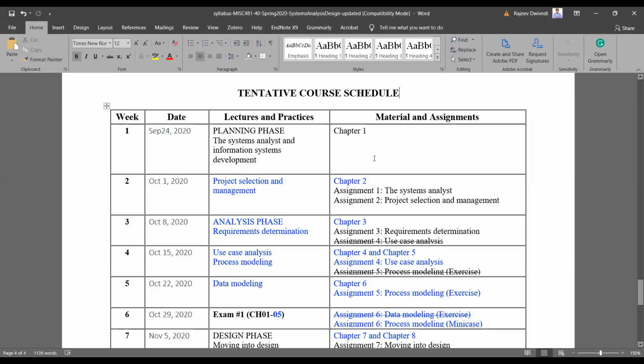So first we are going into the planning phase, the system analyst and information system development. So first we are going into chapter 1, which is the planning phase. Is everyone having the book? No, mine comes on Saturday. Okay. Yeah. It's slow to arrive. Yeah. Okay. Yeah, I'm still working with financial aid about books.